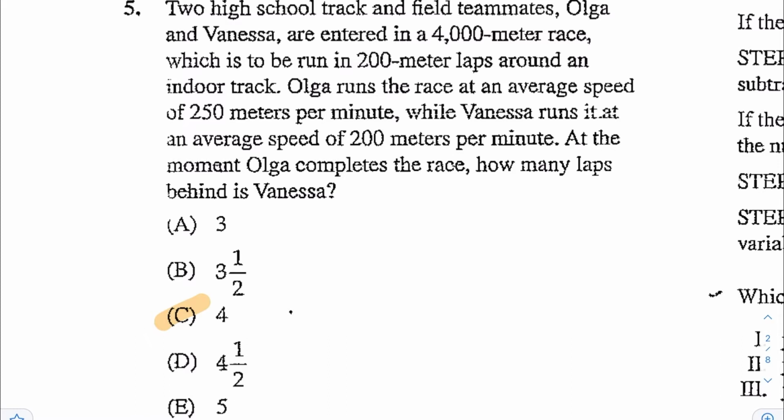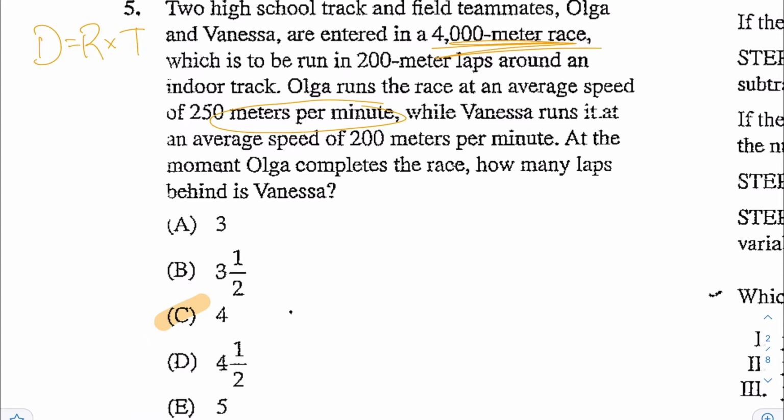All right, so here we have a distance question, so it's D equals RT. Distance equals rate times time, and we know that because you have a race, that's distance. You have a rate, meters per minute, if you look at the units here. And last but not least, of course, is time, which is how many minutes it'll take them to run.